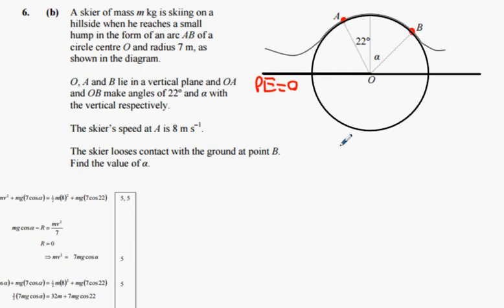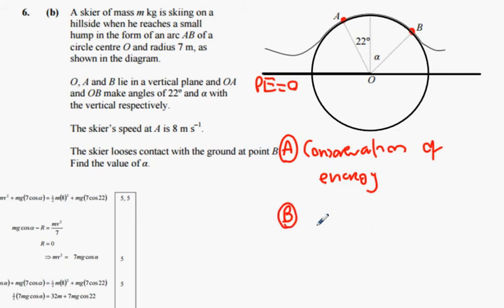Now, what we're going to do here, guys, remember, when you have motion in a vertical circle, you have 2 formulas. You have conservation of energy, and what's the other one? Conservation of energy is one equation. What's the second equation? Anybody? Centripetal acceleration, or force, whichever one comes to mind.